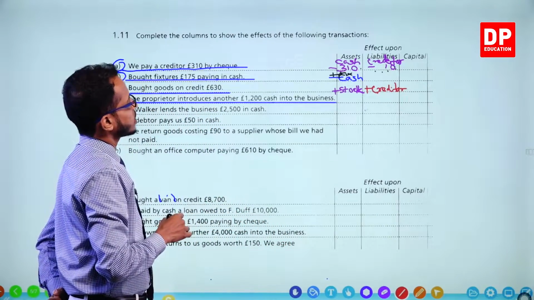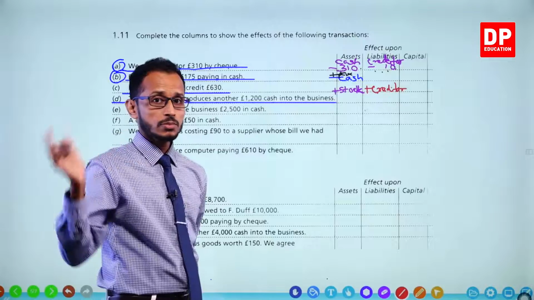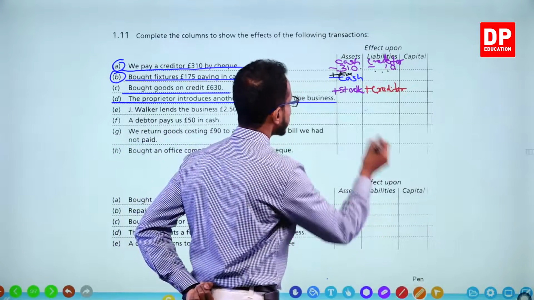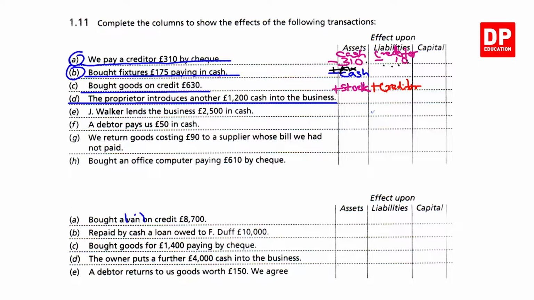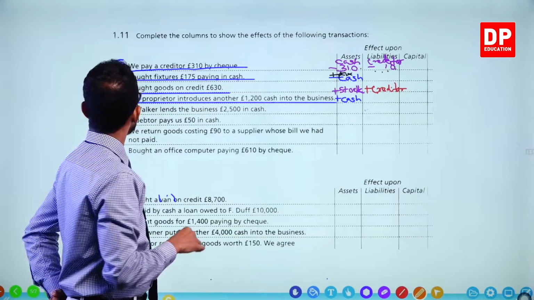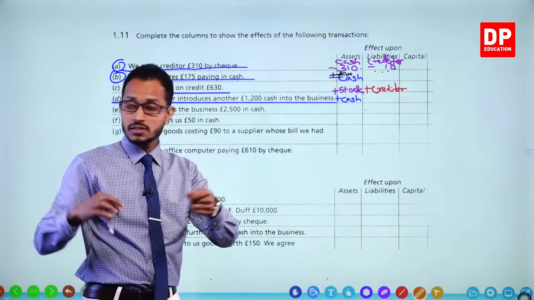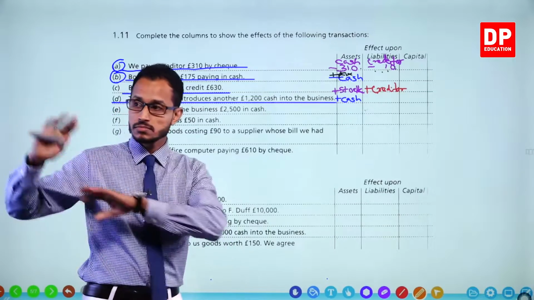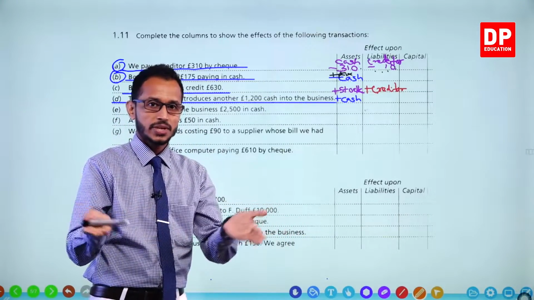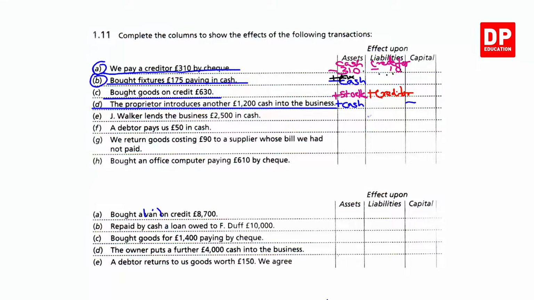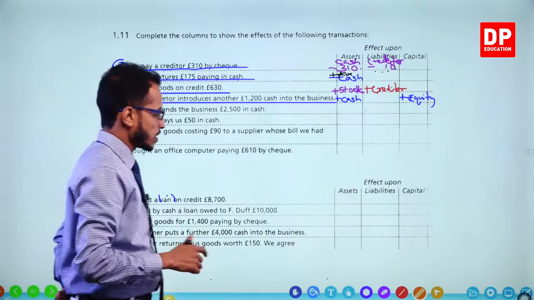Proprietor introduces another 1,200 cash into the business. Cash coming into the business. So under assets, cash increase. Under assets, cash increase. Cash coming in, right? Cash asset increase, plus cash. And this cash we got from the owner. Owner's equity. Owner brought, which means equity increase under capital. Equity increase under capital.